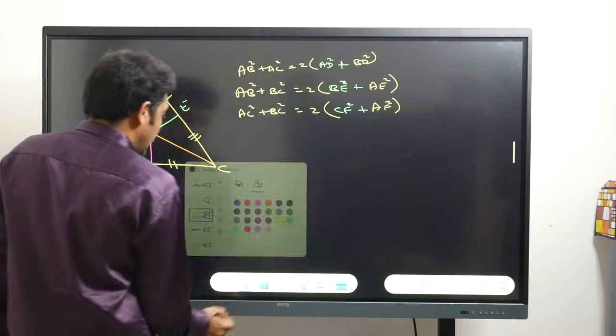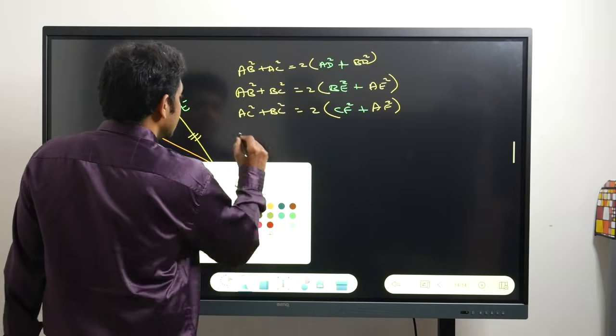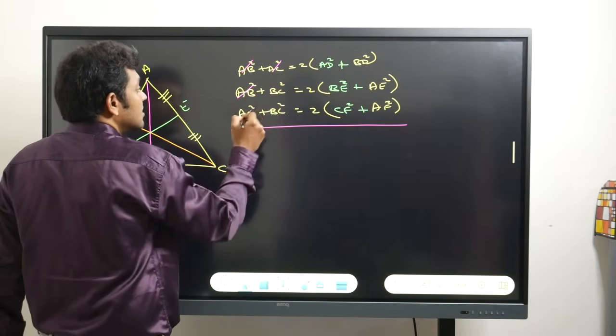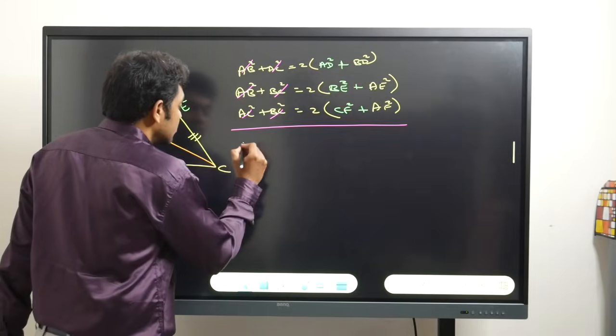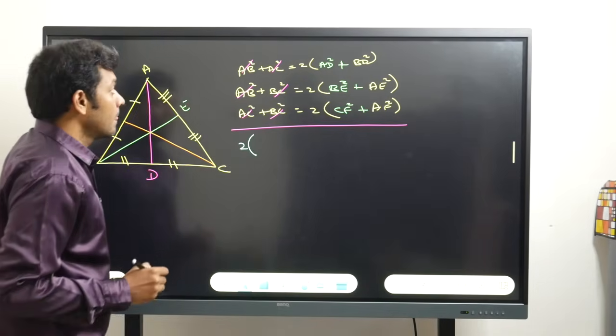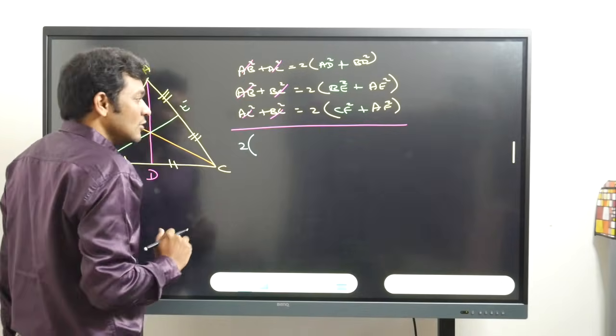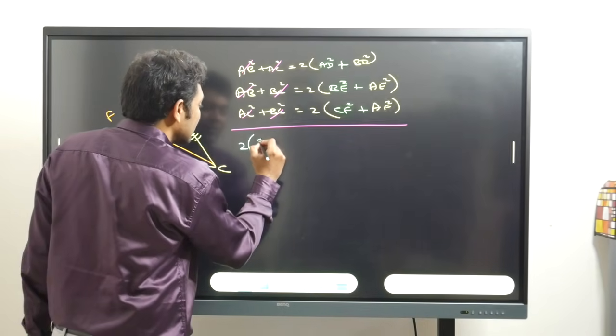Now, if I add the three equations, what will you get? 2AB square, 2AC square, and 2BC square. So twice of AB square plus BC square plus AC square. So AB square plus BC square plus AC square is nothing but the sum of the squares of the sides.